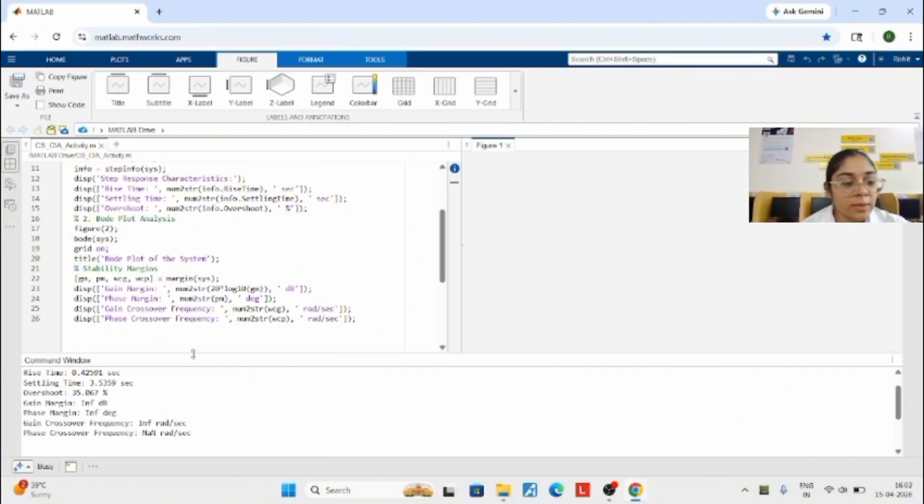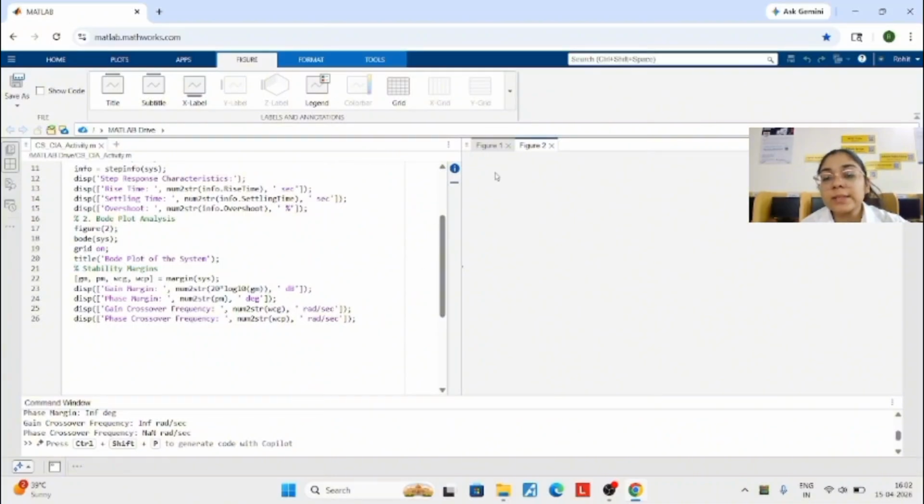So yeah, in the command window we can see the details, and two figures will be there. One of them is for the Bode plot and one is for the time response.